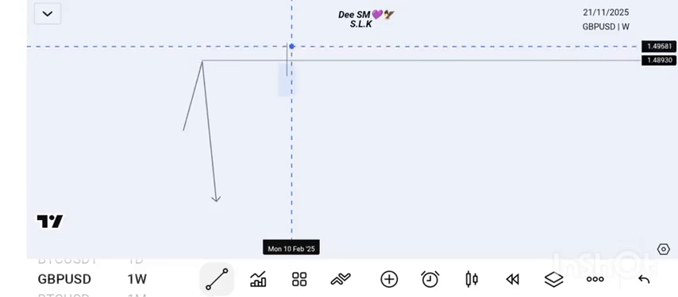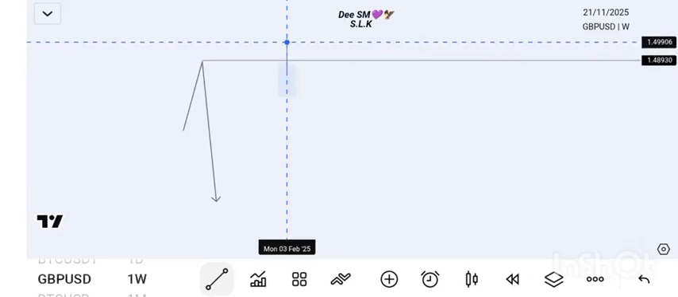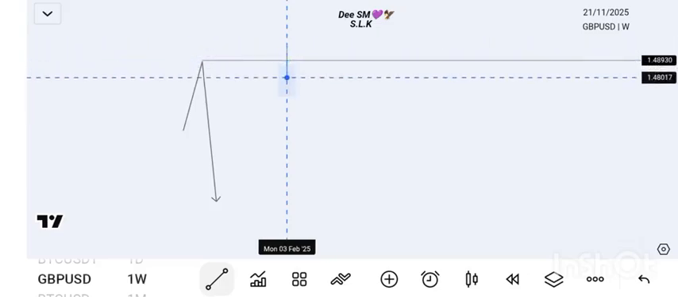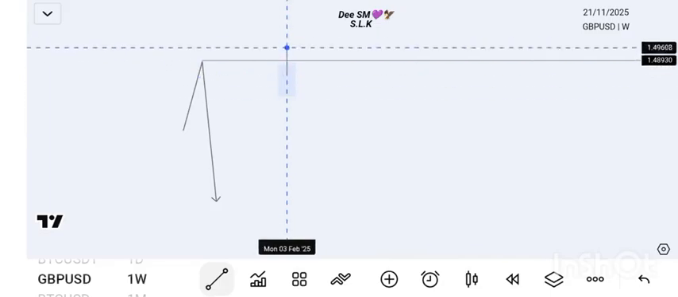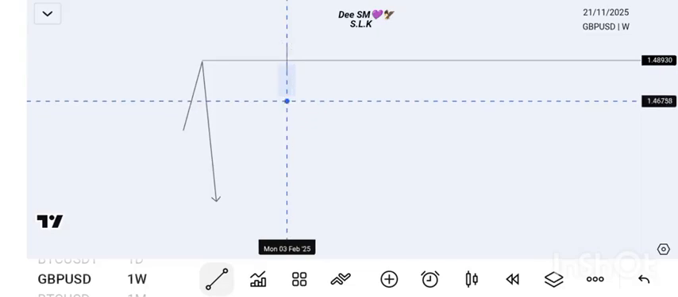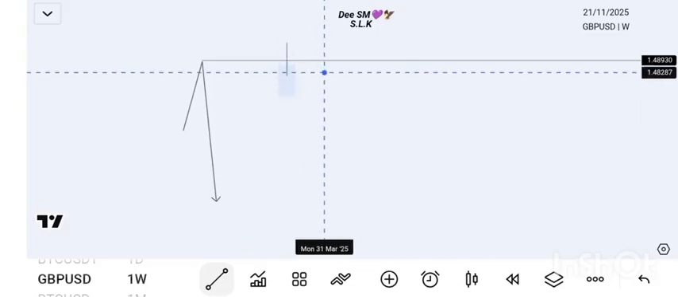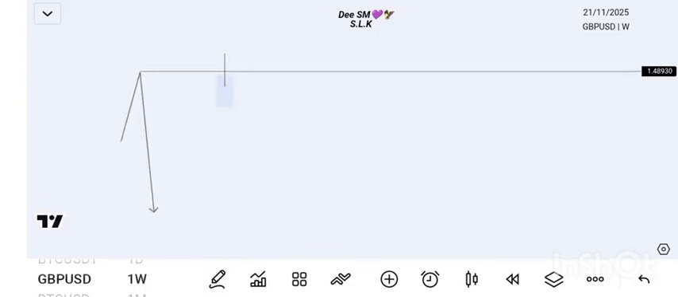Closure is very important. So price should close below the level. A rejection and a close below on the weekly time frame, because that's where we are building our bias from.